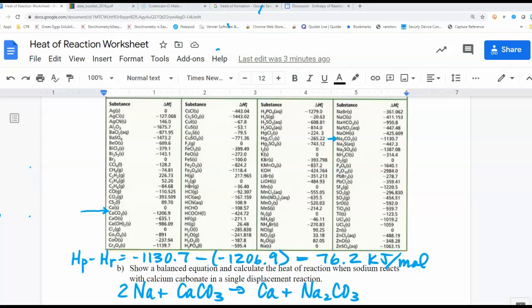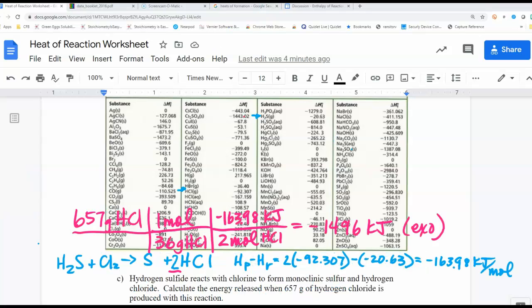So instead, we're just going to do products minus reactants. We have no coefficients, so we're going to use negative 1130.7 for the heat of formation of sodium carbonate, minus negative 1206.9 for the heat of formation for calcium carbonate, and we came out with an overall 76.2 kilojoules per mole. And if we had to say, then we would say that this is overall an endothermic reaction because the kilojoules came out to be a positive number.